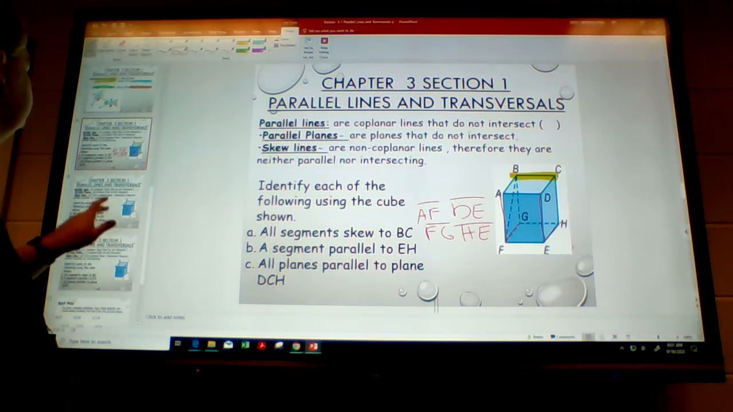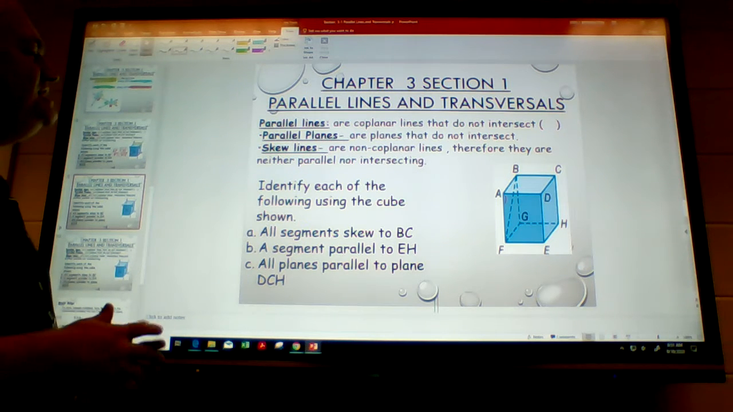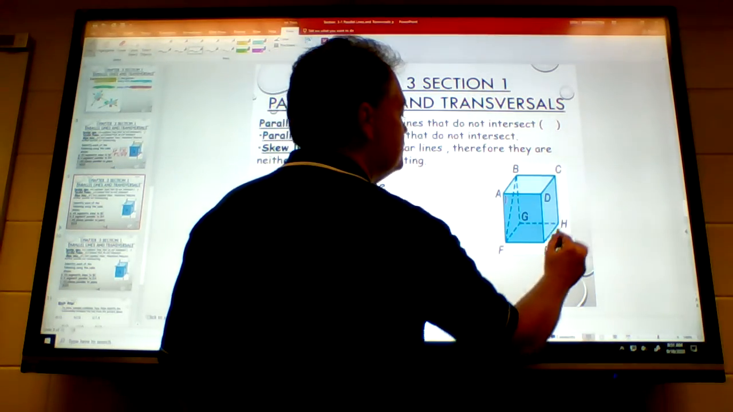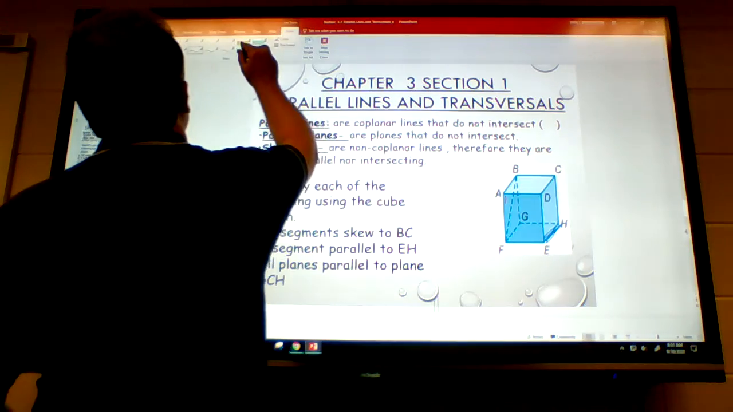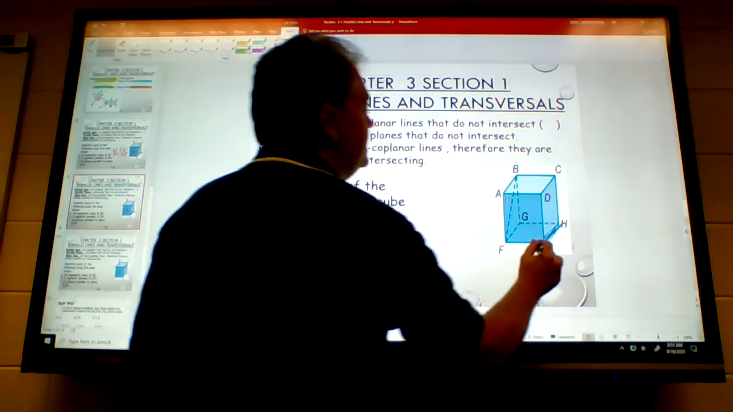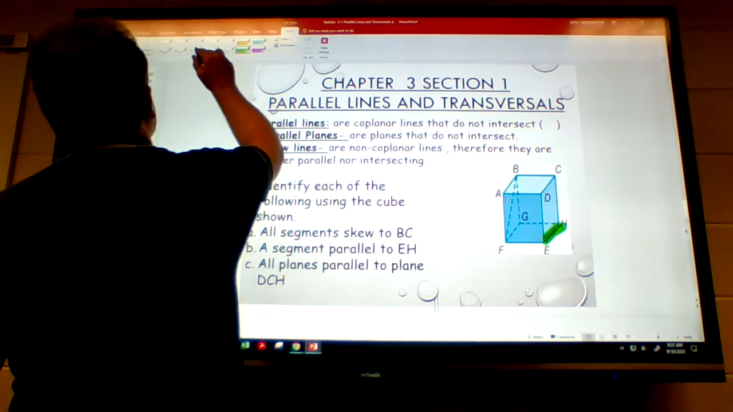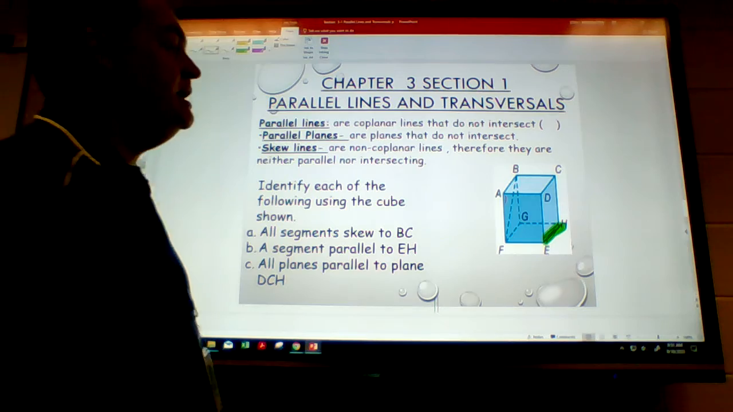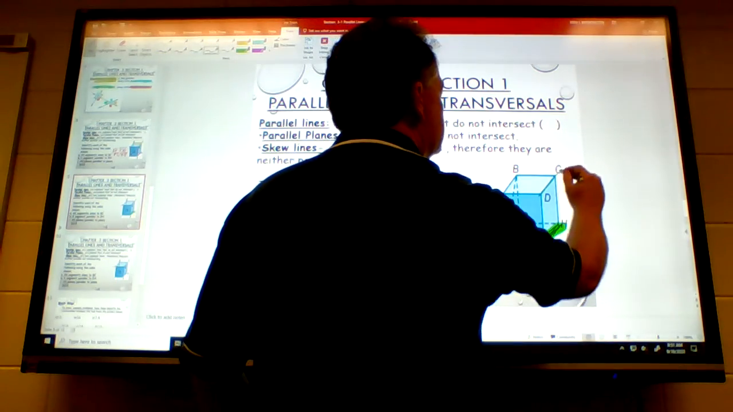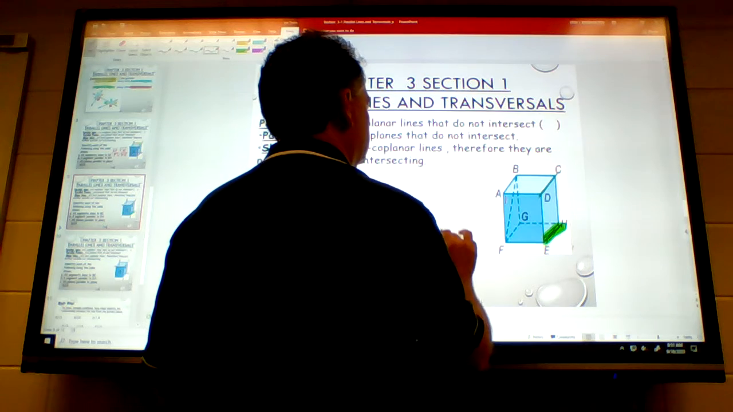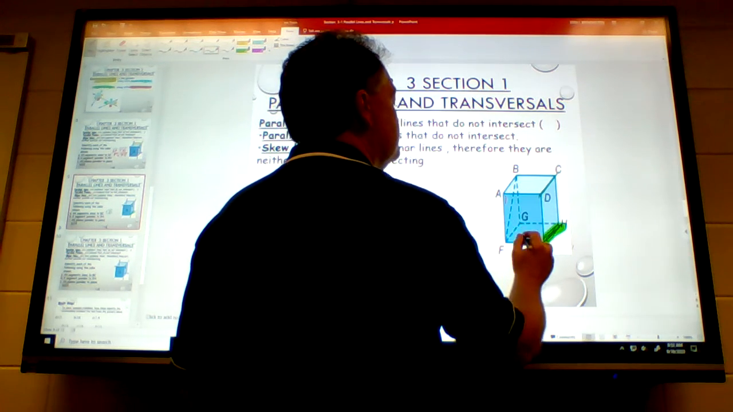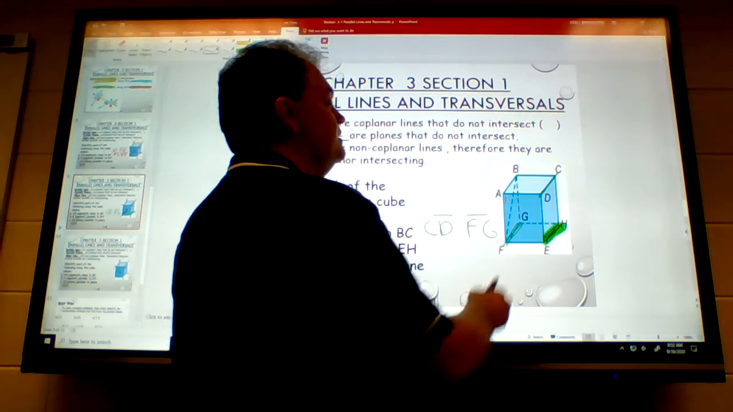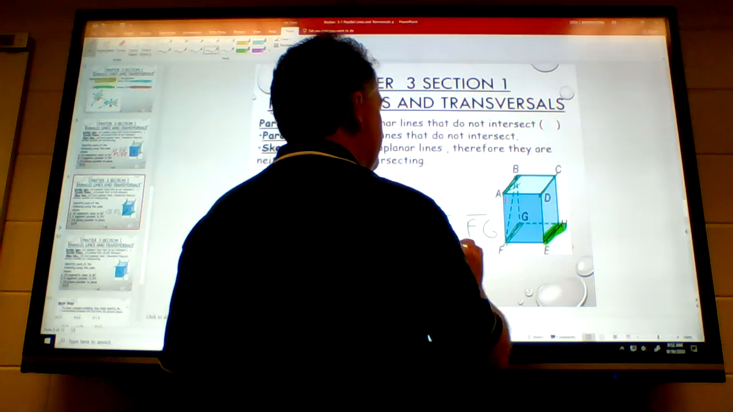All right, now let's look at the next part. A segment that is parallel to EH. Let's look at EH for just a moment. EH is right there. You can't see that very well, so I'm going to highlight that in green. And then we'll do a segment that is parallel to EH. There's actually CD, segment CD. There is also segment FG, and there's also segment AB.